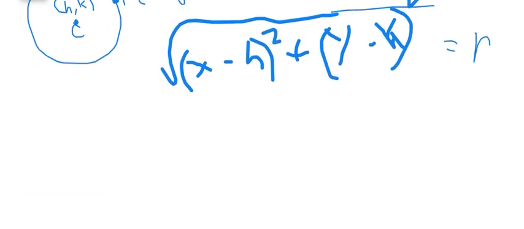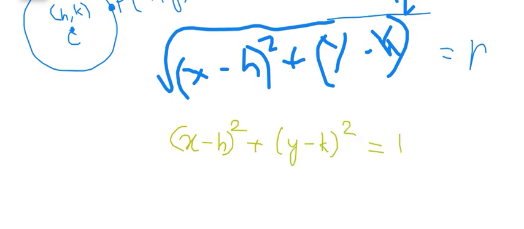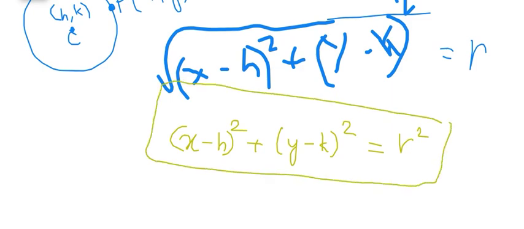Now if you want to get rid of the square root, what do we need to do? Square the whole thing, both left and right side. If you square the left side, whatever is inside the square root remains like this, and on the right side, R squared. So this is the formula, how we got the standard equation of a circle, or circle equation, whatever.